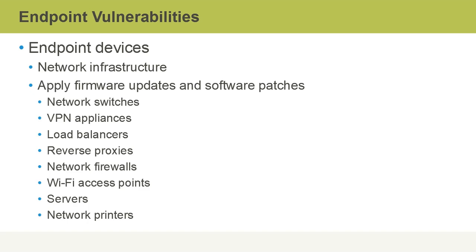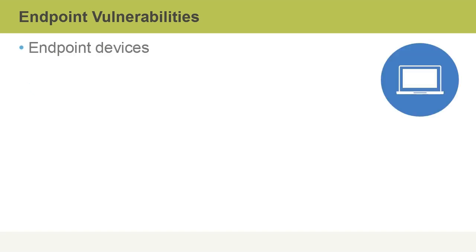This would apply to network infrastructure devices like network switches, VPN appliances, load balancers, reverse proxies, network firewalls, Wi-Fi access point servers, and network printers. For example, if we're using wireless routers, it's important that we keep up to date with the latest firmware revisions in case they address security vulnerabilities.